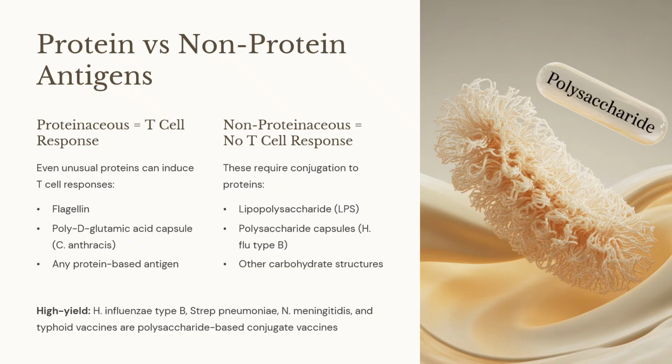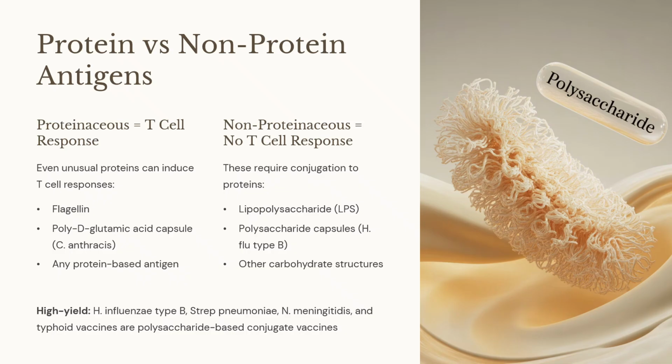But when there is a non-proteinaceous antigen, then there is no T cell response. These require conjugation to proteins, like lipopolysaccharide, polysaccharide capsules, and other carbohydrates. What do they mean by conjugation? Haemophilus influenzae, typhoid, Neisseria meningitidis, and Streptococcus pneumoniae all have non-proteinaceous antigens. They cannot produce a thymus dependent T cell response.